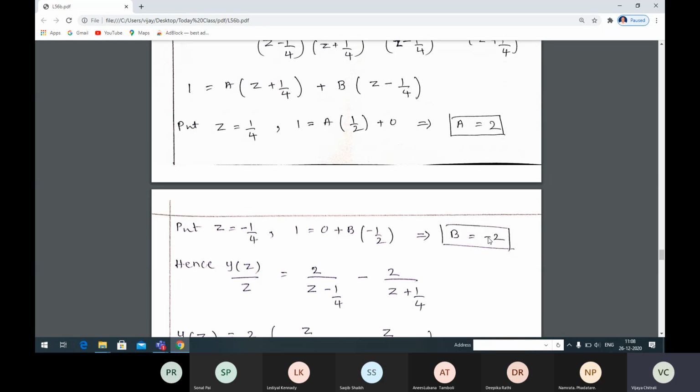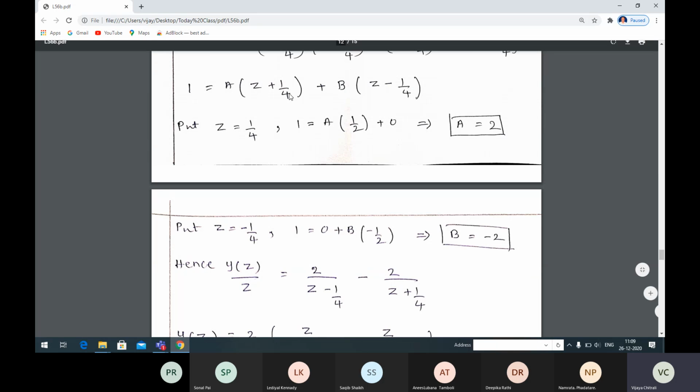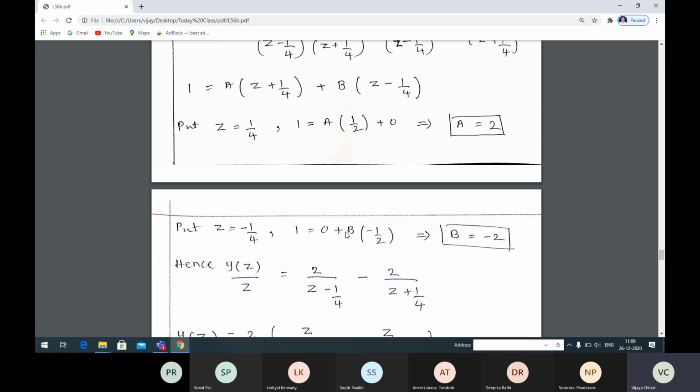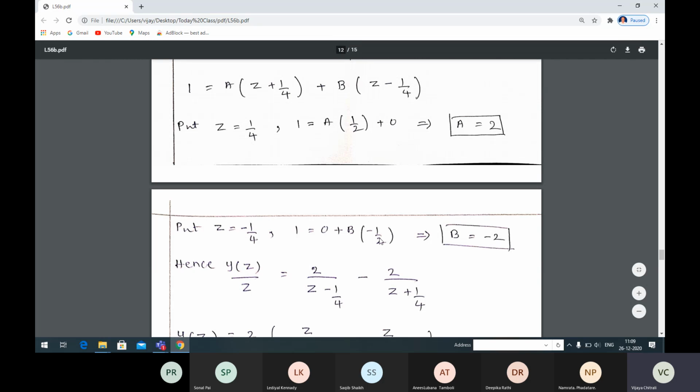Let us find b. So put z is equal to minus 1 by 4. So 1 is equal to a into minus 1 by 4 plus 1 by 4, which is 0, and 0 into something is 0, plus b into, in place of z substituting minus 1 by 4, minus 1 by 4 plus minus 1 by 4 will be minus 2 by 4, which is minus 1 by 2. So 1 is equal to b into minus 1 by 2, or 1 is equal to minus b by 2 and b is equal to minus 2.